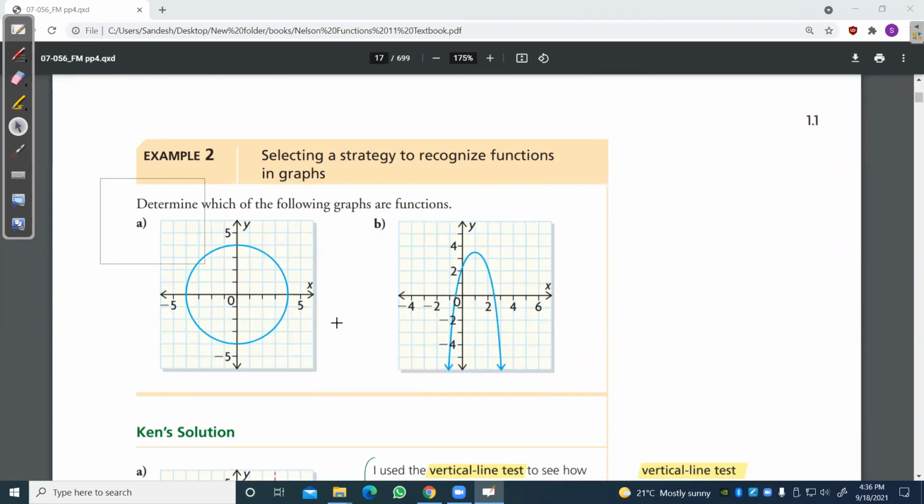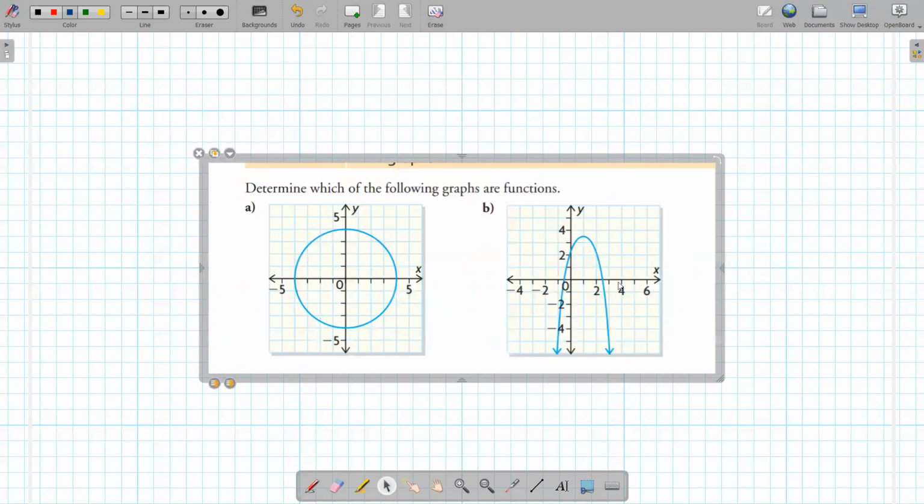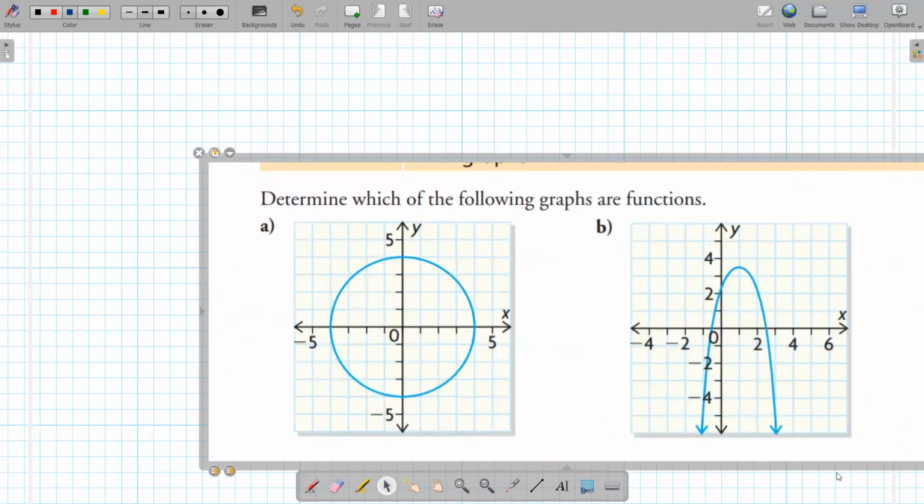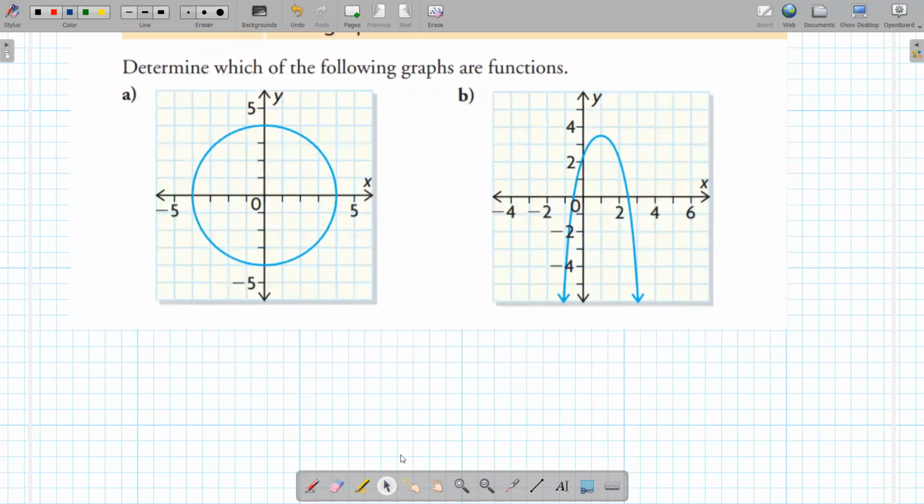Now let's look at this. It says determine which of them are functions. Is A a function? No, right? Because it's going to fail the vertical line test. What about B? It is a function. What if we made this a little bit more complicated? What is the domain and range of A?